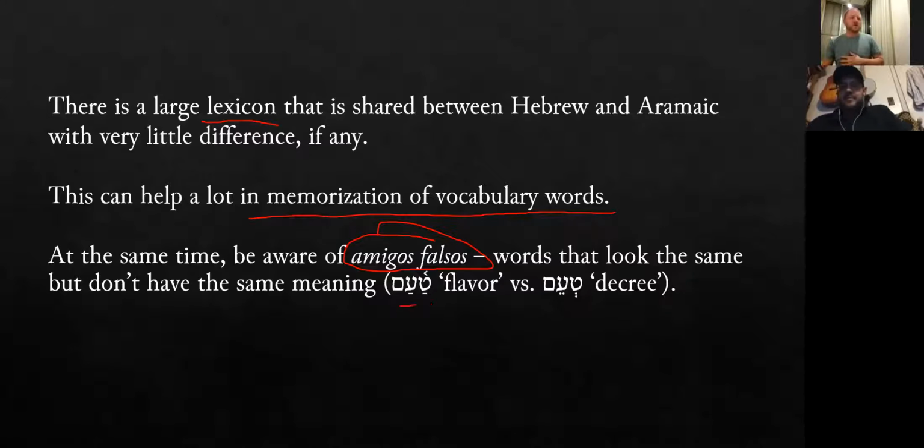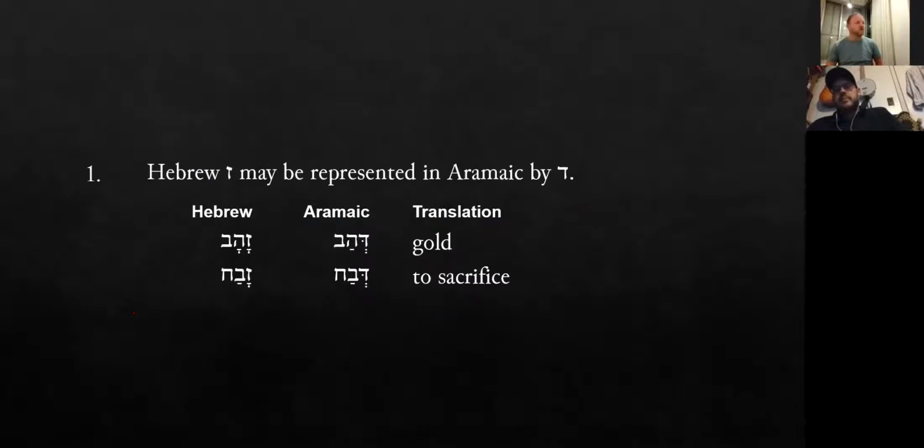So the word ta'am in Hebrew means flavor in the Bible. But ta'am in Aramaic means decree. And they look like they would be the same word. They're both segolates. You would think they were the same, but they have a different meaning, and we need to be aware of the meaning when we're dealing with Aramaic. Kind of like when you know modern Hebrew, and then you read the Bible, and the words are the same words, but they have different meanings sometimes. You got to be aware of different meanings.